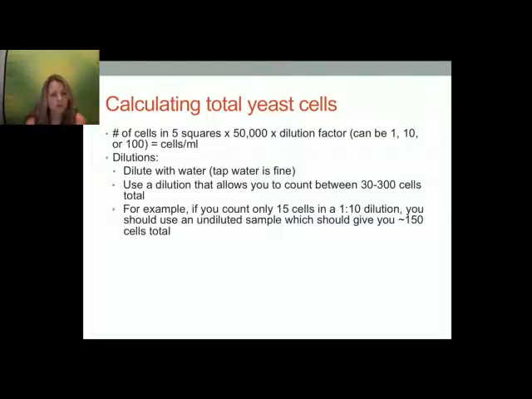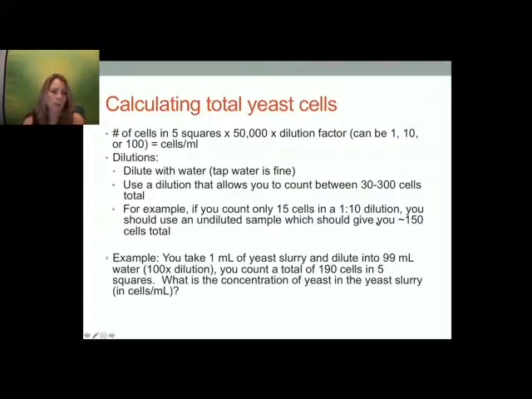Generally, dilutions are easiest if we use 1 to 10 or 1 to 100. You certainly can use any dilution you want, but you need to include this into your calculation. So here's an example. You take 1 milliliter of yeast slurry and dilute into 99 milliliters of water. This is a 1 to 100 dilution. You count a total of 190 cells in the 5 squares.